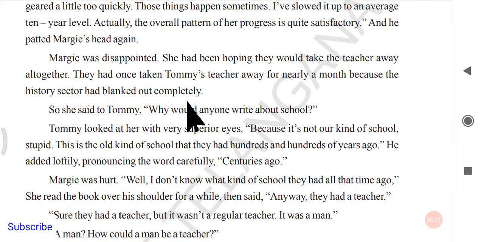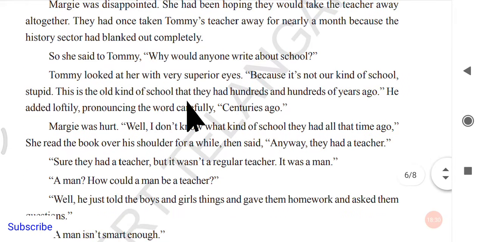So Maggie also doesn't like that teacher, the mechanical teacher who is instructing her. Maggie wants that teacher to be taken away, just like Tommy's mechanical teacher was taken away for 1 month because of the history sector, the history subject actually. Here they mention that the history sector had been blanked out completely, in the sense it was completely deleted, like a format. At that time they had taken away Tommy's mechanical teacher. So now Maggie wants her parents to take her mechanical teacher also. She is not happy with this type of education.